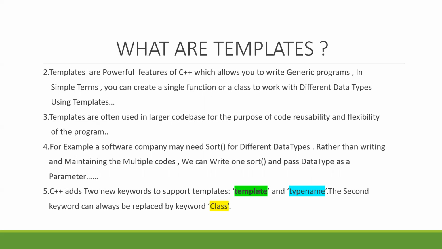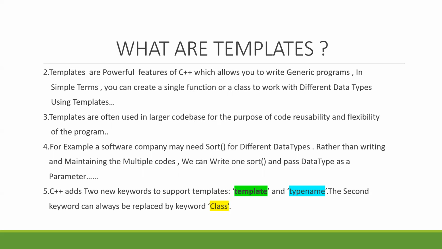Templates are often used in larger code bases for the purpose of code reusability and flexibility of the program. Instead of writing larger codes, you can fragment them and use them as templates. For example, a software company may need to sort different types of data. Rather than writing and maintaining multiple codes, they just write one sort code and pass the data type as a parameter.